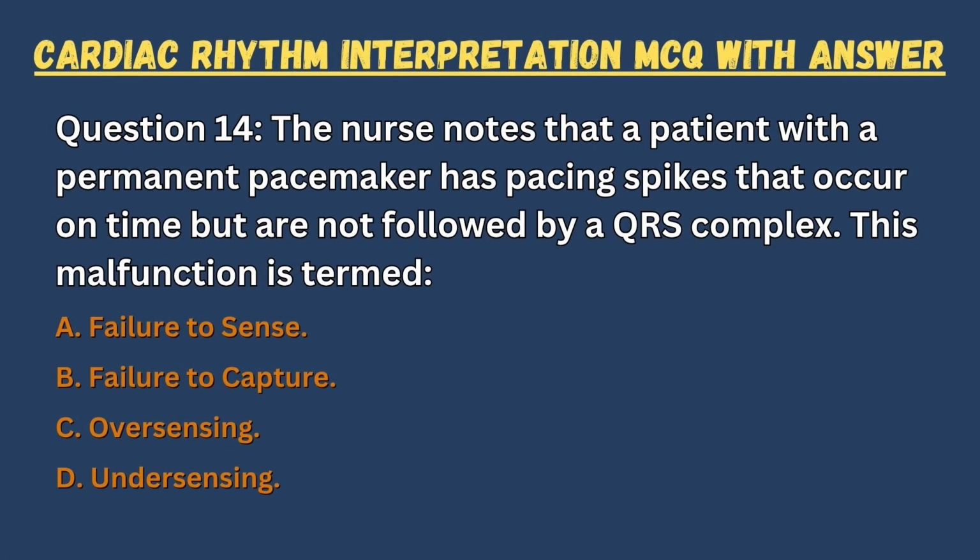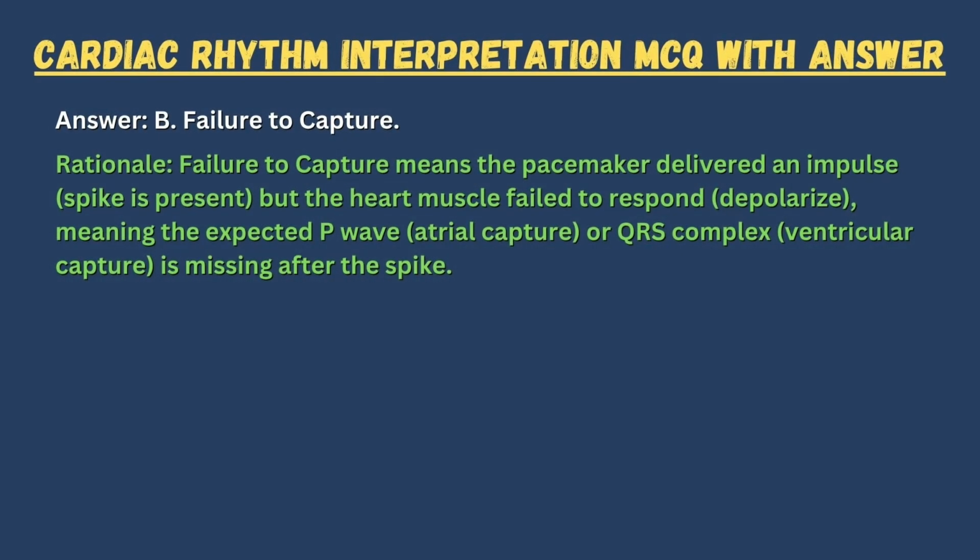Question 14. The nurse notes that a patient with a permanent pacemaker has pacing spikes that occur on time, but are not followed by a QRS complex. This malfunction is termed A. Failure to sense. B. Failure to capture. C. Oversensing. D. Undersensing. Answer: B.